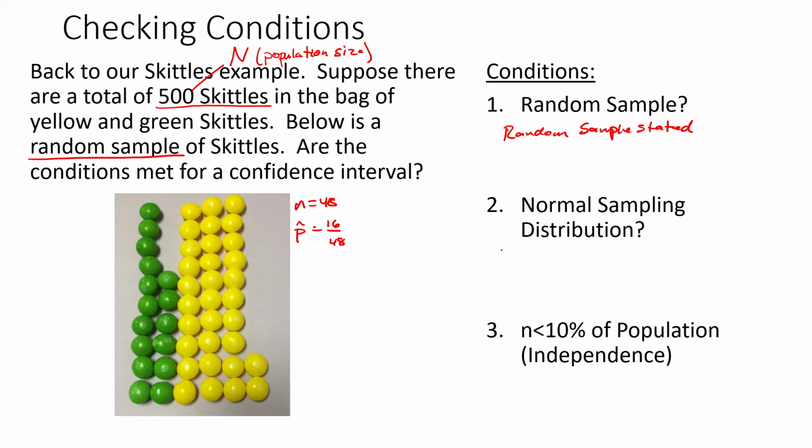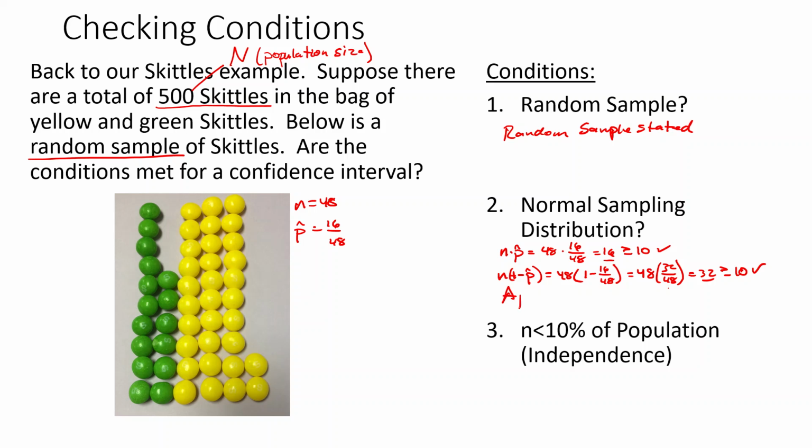Normal sampling distribution. Well, we need to do n times p-hat. n is 48. p-hat is 16 over 48, which is 16, since the 48s just cancel, which is greater than or equal to 10. That checks out. And we do n times 1 minus p-hat. So we have 48 times 1 minus 16 over 48, which would be 48 times 32 over 48, which is 32. Notice these two numbers, 32 and 16, add up to make 48. It's always going to be the case. They always add up to your sample size, which is also greater than or equal to 10.